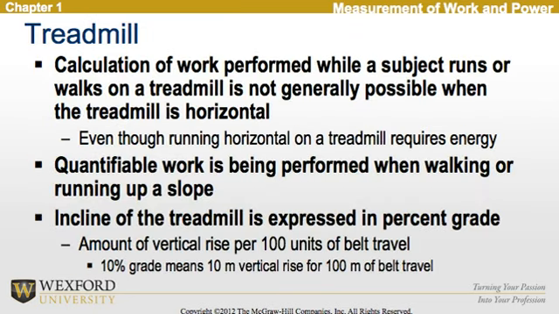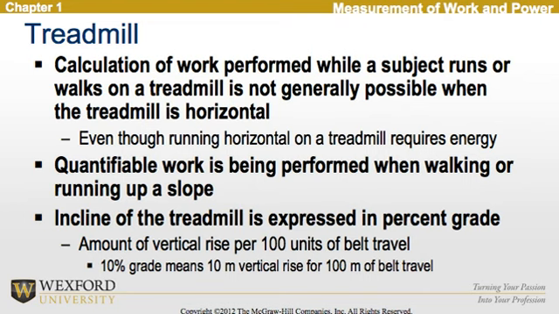The treadmill is going to be another ergometer that we use to calculate the amount of work done. Now, calculation of work performed while a subject runs or walks on a treadmill is not generally possible when the treadmill is horizontal, even though running horizontal on a treadmill requires energy. Quantifiable work is performed when walking or running up a slope.